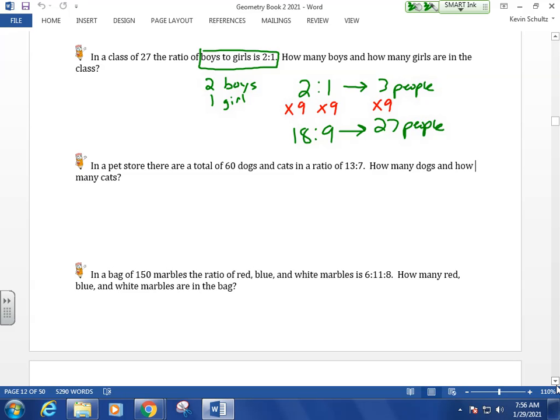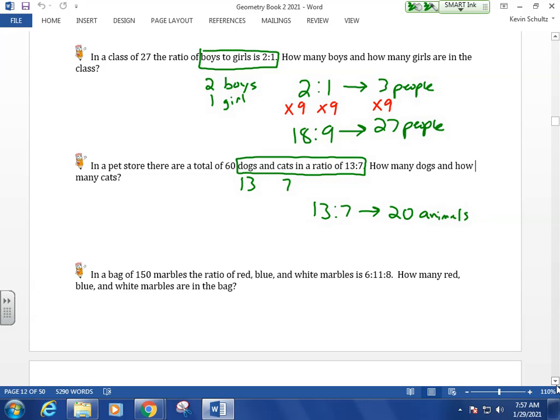In a pet store, there are a total of 60 dogs and cats in a ratio of 13 to 7. Again, the order matters here. Dogs and cats in a ratio of 13 to 7. That means there are 13 dogs and 7 cats. Okay, so we can put our ratio here. We see this only represents 20 animals, which means this ratio has already been simplified.